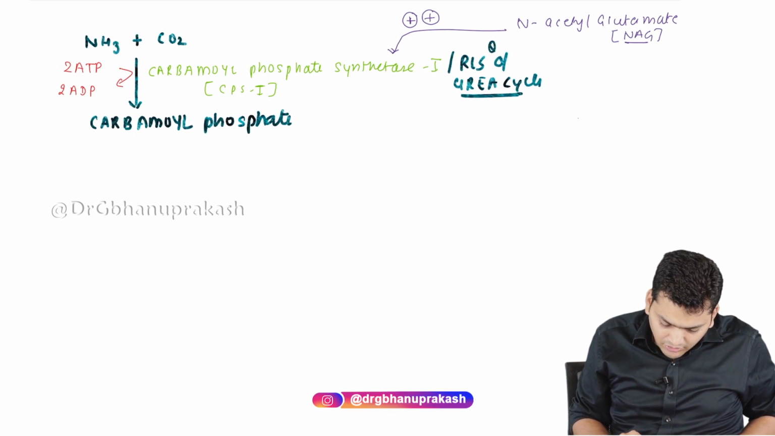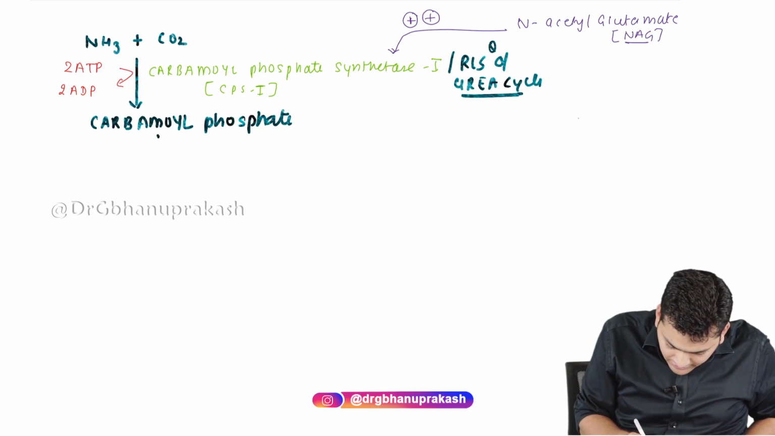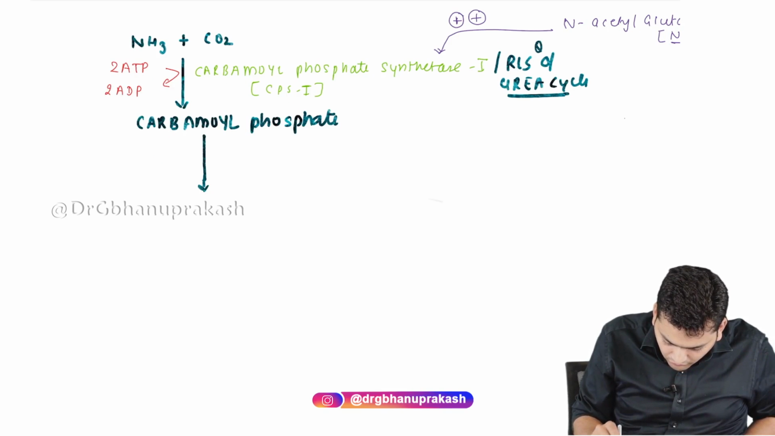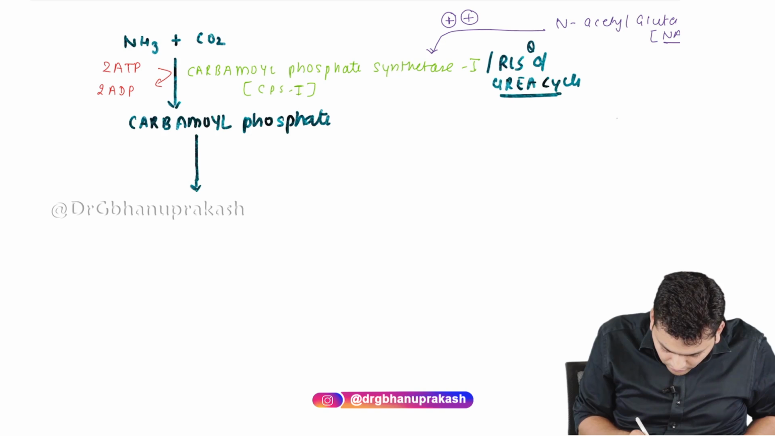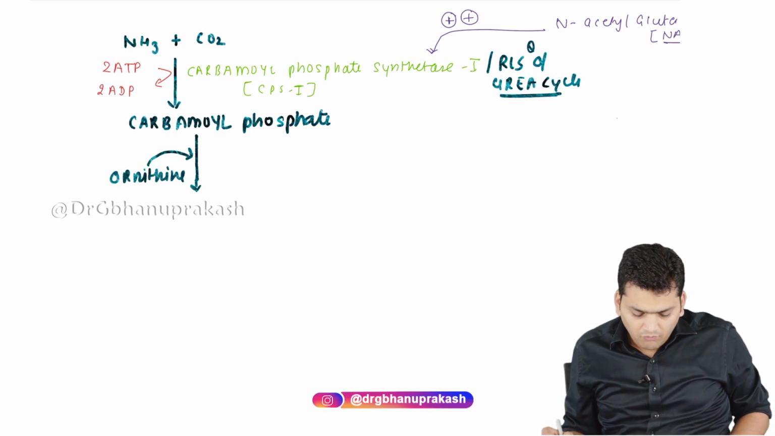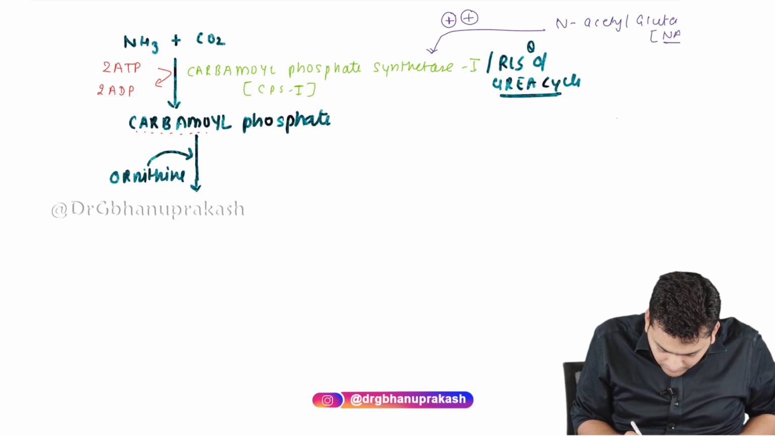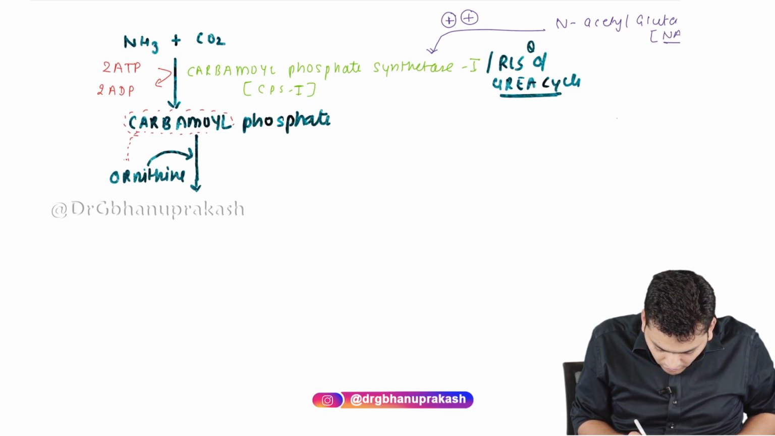Then this carbamoyl phosphate, what it is going to do, the second reaction that is going to again occur in the mitochondria only, is that it is going to react with a molecule with the name of ornithine. This ornithine is going to react with the carbamoyl phosphate. Now in the second reaction, this carbamoyl group of the carbamoyl phosphate is going to be transferred on the ornithine.